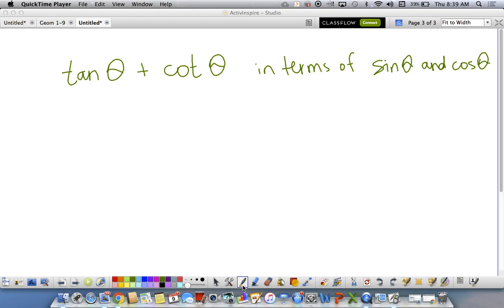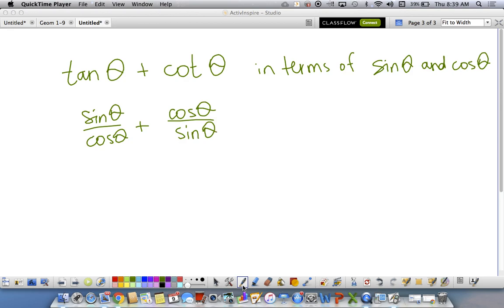Simplify your expression. There's no equal sign. It's just an expression. What might you do first on the back? Can you find tangent in terms of sine and cosine? Which one is that? Quotient identities. Tangent theta was what? Sine over cosine. Well, what is cotangent theta in that quotient identity? Cosine over sine. So the first thing we do is we're going to write it in terms of sine and cosine.